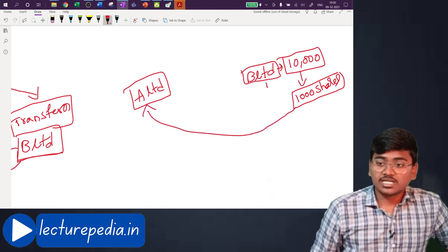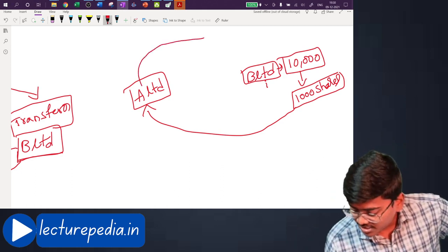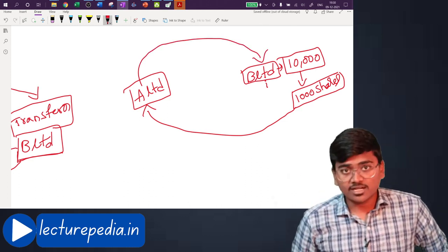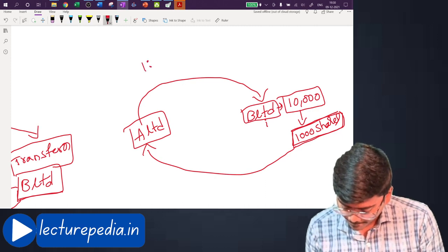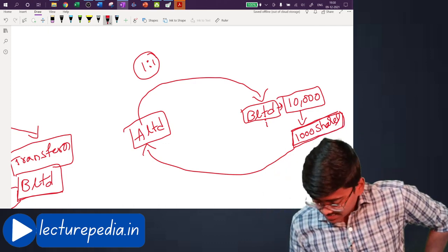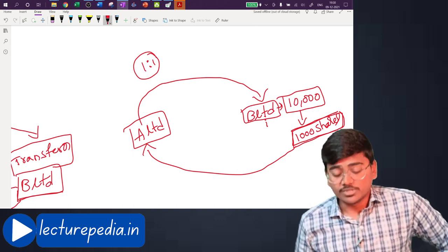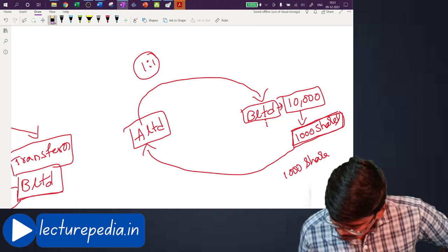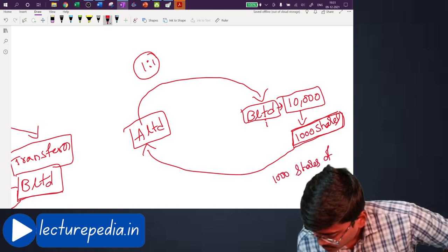Okay, now A Limited is purchasing B Limited. For the purpose of purchasing B Limited, A Limited will issue its shares to the shareholders of B Limited. Now A is also one of the shareholders of B Limited, because it is holding 1,000 shares. Okay, let's say the share exchange ratio is 1:1. That means for every 1 share of B Limited, 1 share of A Limited will be given. Now since A Limited is also a shareholder of B Limited holding 1,000 shares, for these 1,000 shares of B Limited, A Limited will get 1,000 shares of A Limited.